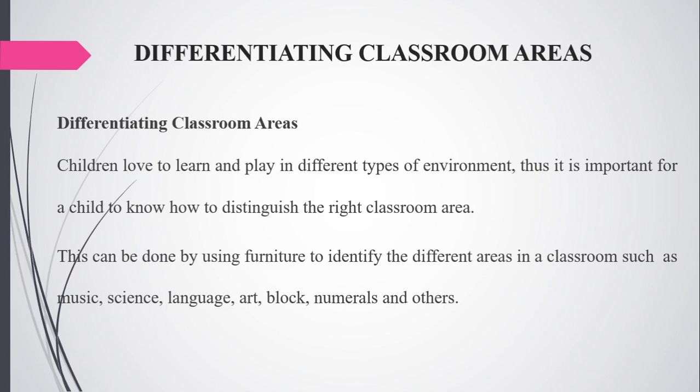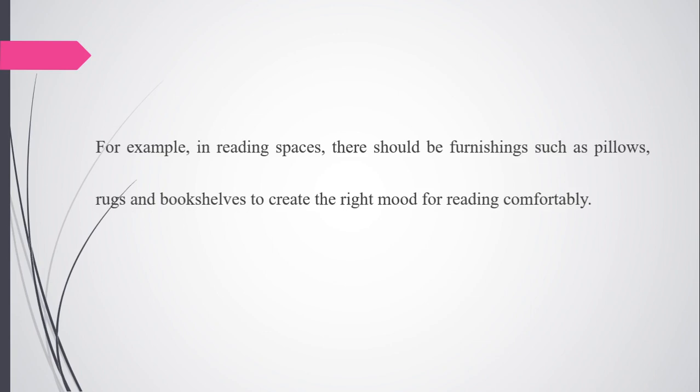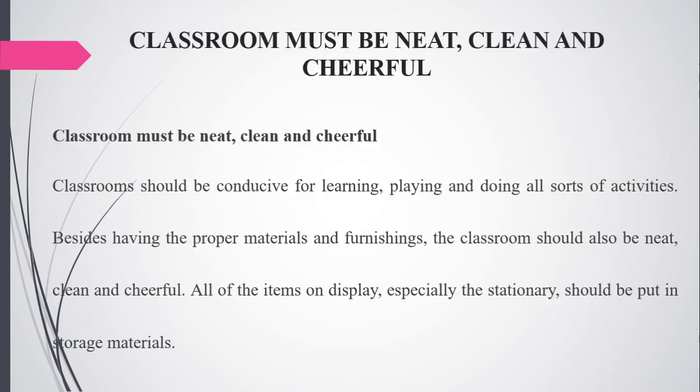Let's look at differentiating classroom areas. Children love to learn and play in different types of environments. Therefore, it's important for a child to know how to distinguish the right classroom area. This can be done by using furniture to identify the different areas in a classroom, such as music, science, language, art, blocks, materials, numerals and others. For example, in reading spaces, there should be furnishings such as pillows, rugs, and a bookshelf to create the right mood for reading comfortably.